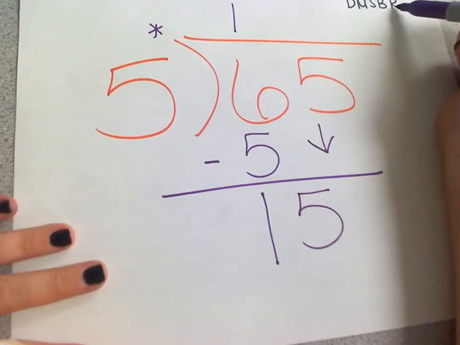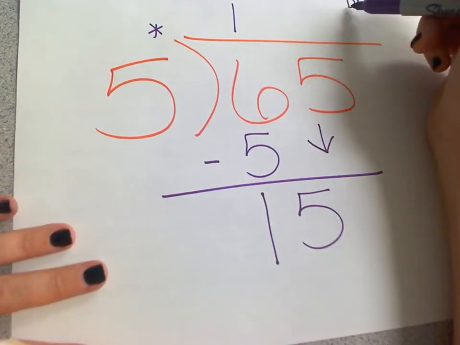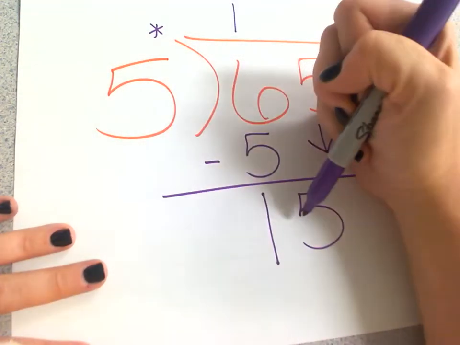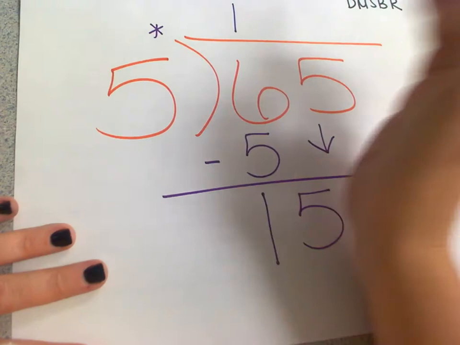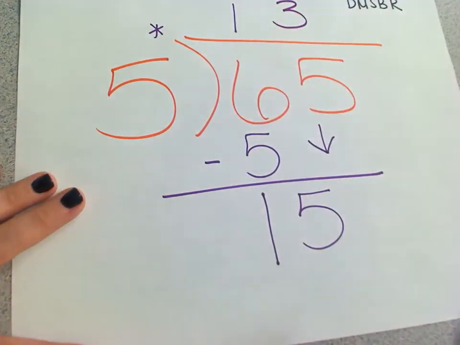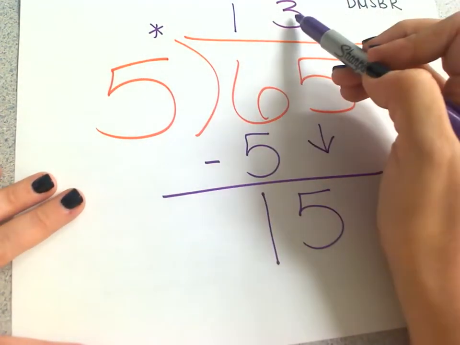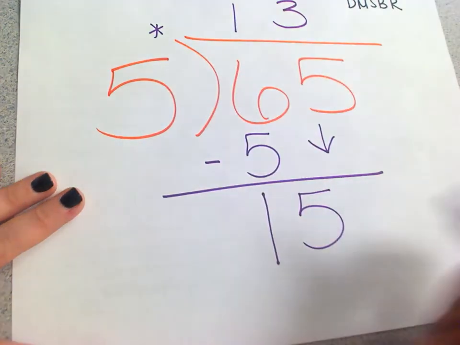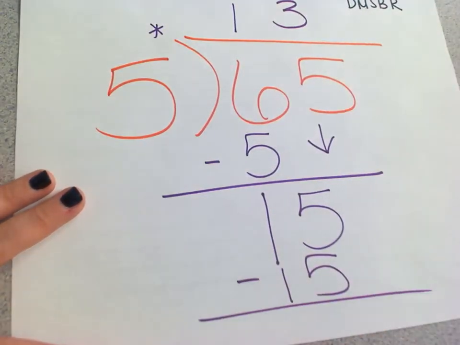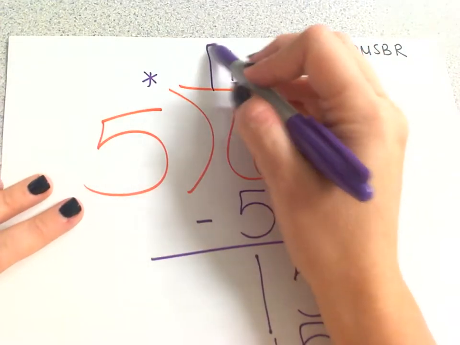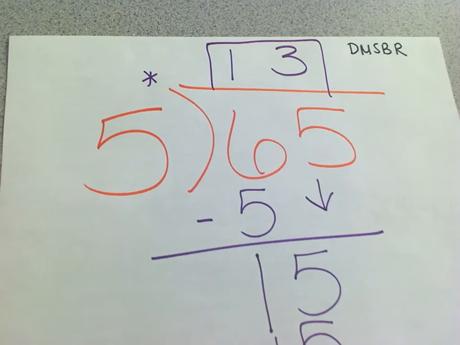Next step, repeat. Go back to the D. Divide. 5 goes into 15. How many times? Exactly 3 times. You're right. Now we're going to M for multiply again. 3 times 5 equals 15. Then we're going to S, subtract. We have a 0, which means we have no remainder. We have an even quotient of 13.